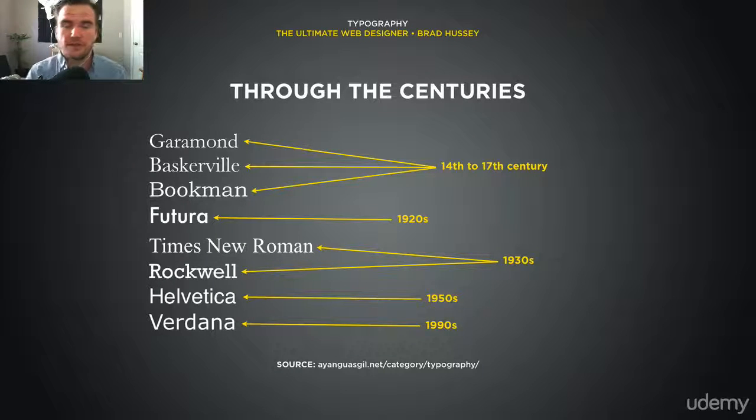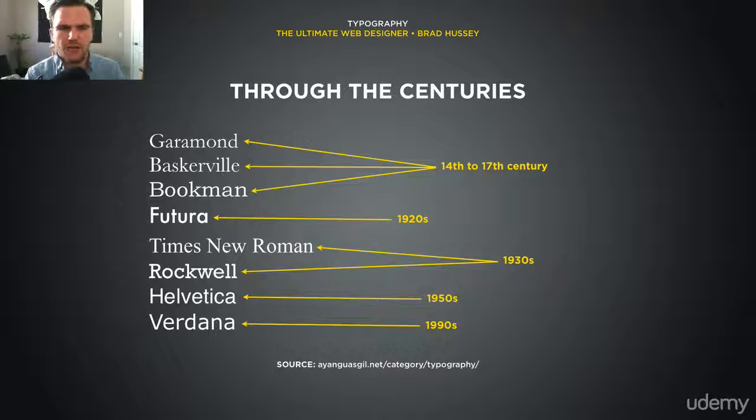Typography through the centuries looked a little bit like this. From the 14th to the 17th century, you could see we had Garamond, Baskerville, and Bookman, typefaces that were specifically old style and had serifs, which we'll get into momentarily. By the 1920s, we were looking at a typeface like Futura. It looks a little bit more futuristic, perhaps. And then by the 30s, we were looking at Times New Roman and Rockwell.